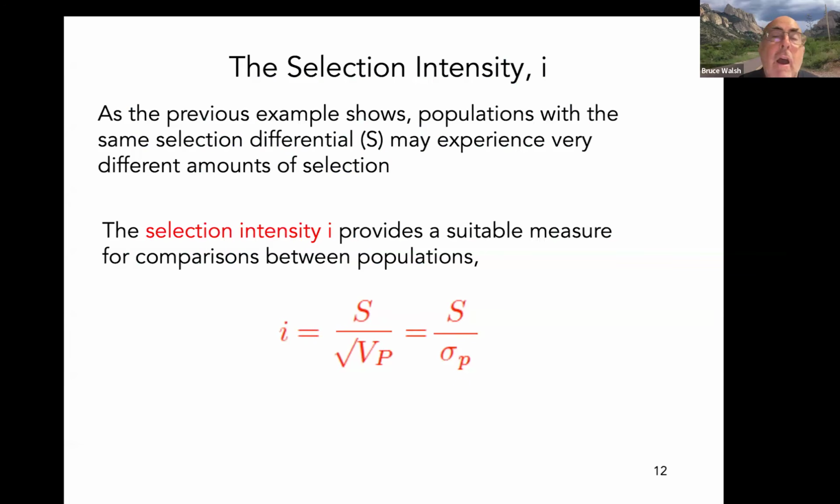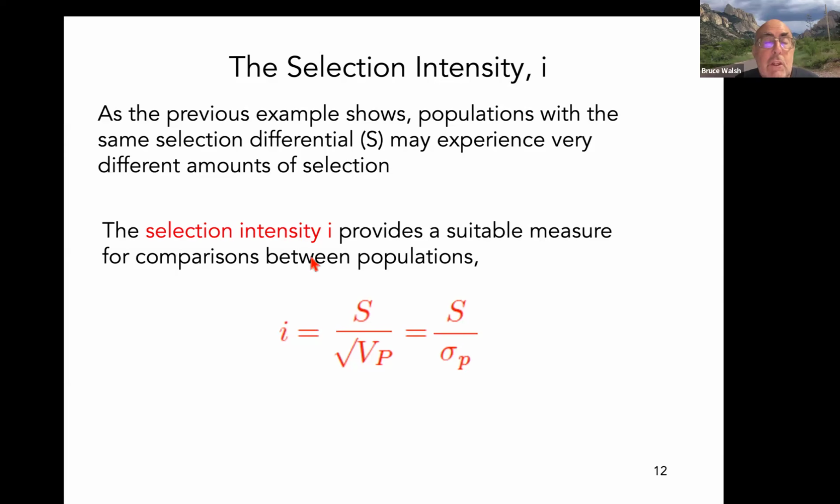We denote it by I. Sometimes it's a script I with the dot removed. You can't actually write that font in PowerPoint. So while the Breeder's equation was originally expressed in terms of S, if you look at applications in the breeding literature, it's usually expressed in terms of the intensity I, which is the change in phenotypic standard deviations. We do this for two reasons.